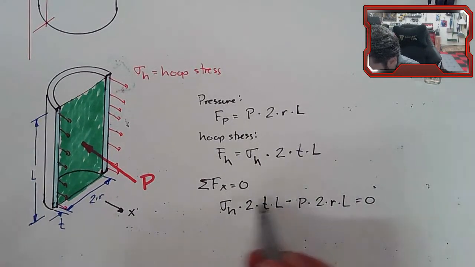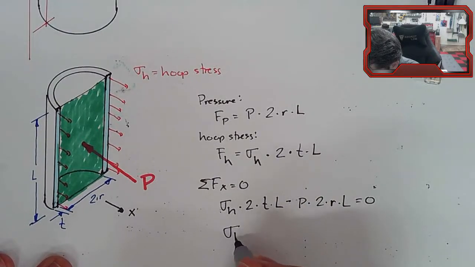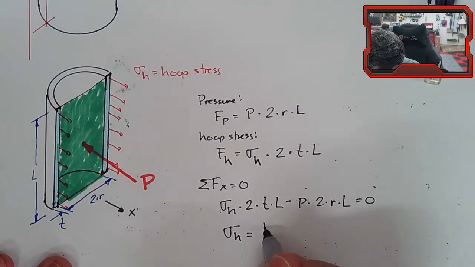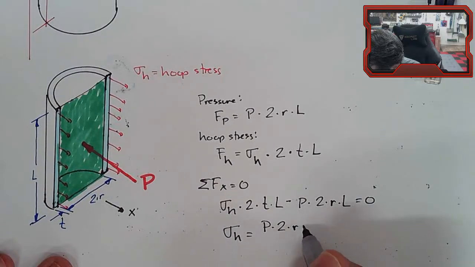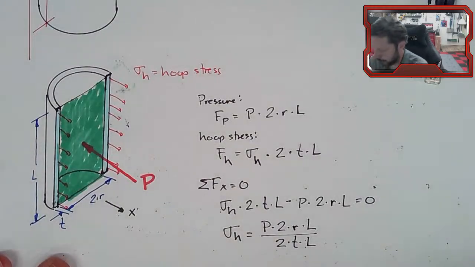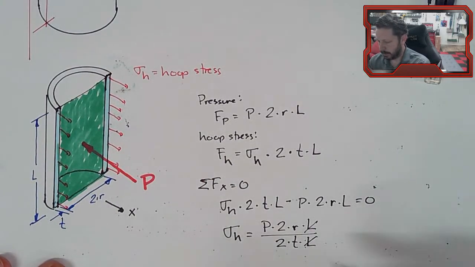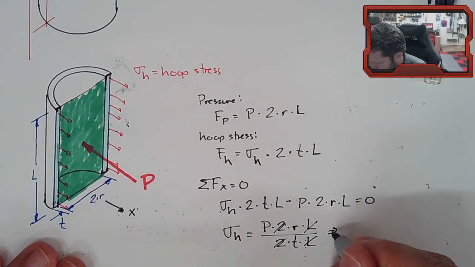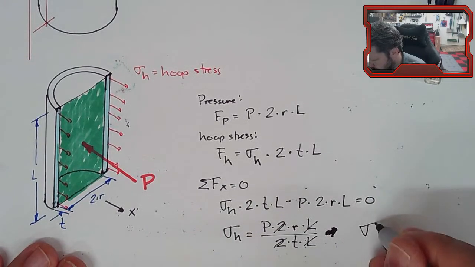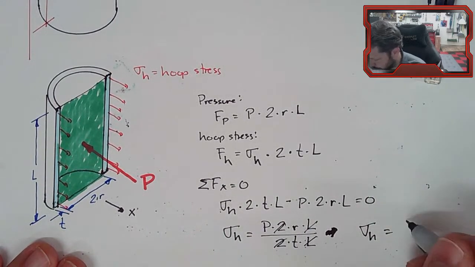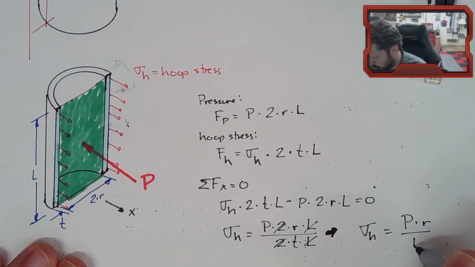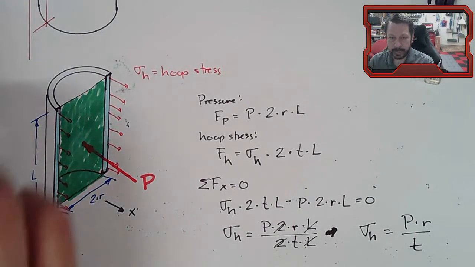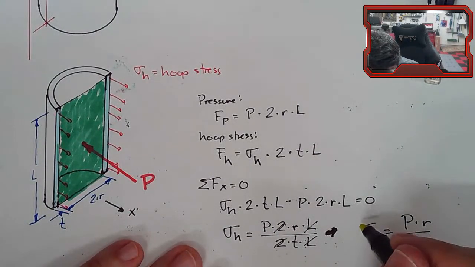We're going to solve this equation for sigma H. Sigma H equals P 2RL divided by 2TL. And then you can see the L's cancel out and the 2's cancel out. And I end up with sigma H, the hoop stress, equals PR over T.